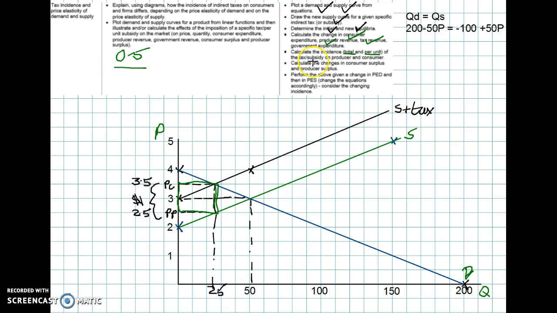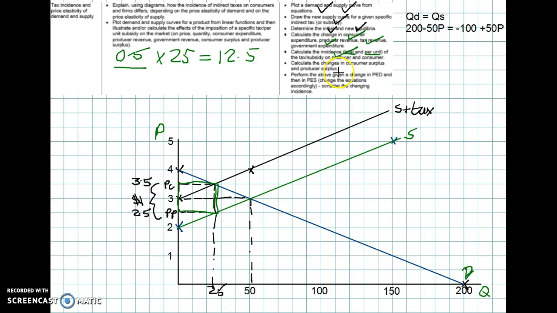Okay, so when we're working out the total, all we do now is 0.5 times by 25, and that gives us 12.5. Okay, and it's exactly the same for the producer, so they share the burden, which means the elasticities for supply and demand must be the same. Okay, so they share the burden, and we can see that on this diagram, the fact that these rectangles are the same there. So they share the burden on producer and consumer, so we've done this.